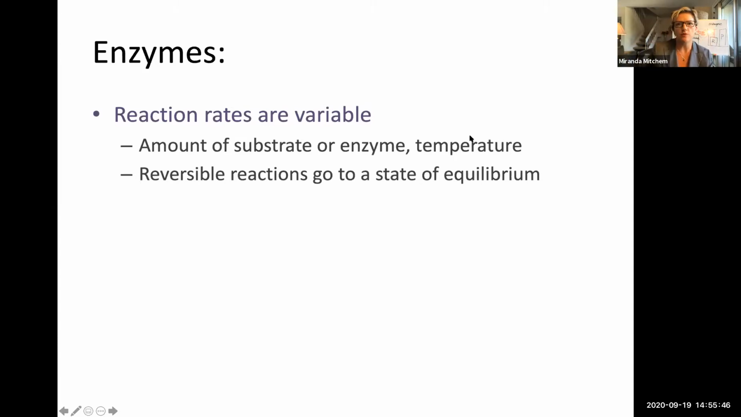I mean, that's really true of any variable. It's always within a range. There's extremes. But varying the amount of substrate or even the amount of enzyme can also affect the rate of reaction. Now, many of the reactions of our body will hit equilibrium.